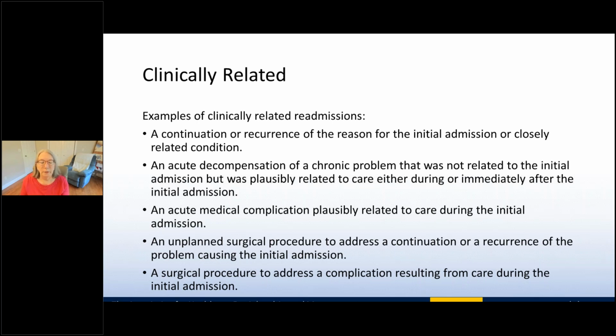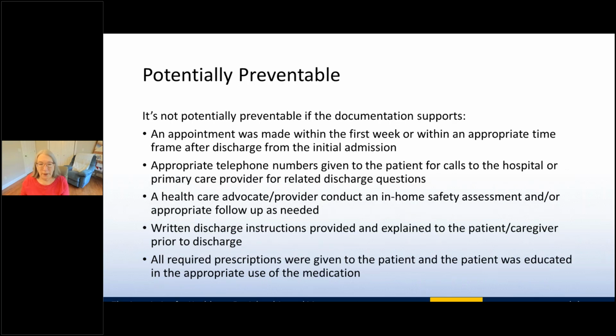Let's talk about clinically related. Acute decompensation of a chronic problem that was not related to the initial admission, and that would be the example I gave of the UTI and the CHF. An acute medical complication plausibly related to care during the initial admission, an unplanned surgical procedure to address the continuation or recurrence of the problem causing the initial admission, a surgical procedure to address a complication resulting from care during the initial admission. I think that was it for that list. So clinically related, those are just some examples of when a payer might consider that these are clinically related admissions.